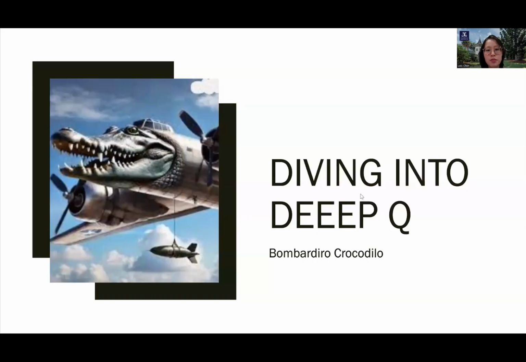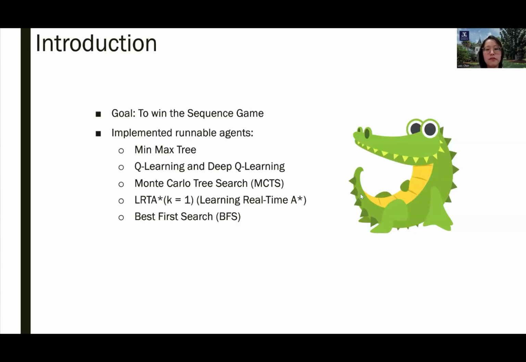Hi everyone, this is Group 72, Crocodilo, and today we're going to talk about our self-designed AI agents to try to win the sequence game. The group dived into the game and developed 6 different agents as listed here. This presentation will mainly focus on Q-learning and how and why we switch from Q-learning to deep Q-learning.